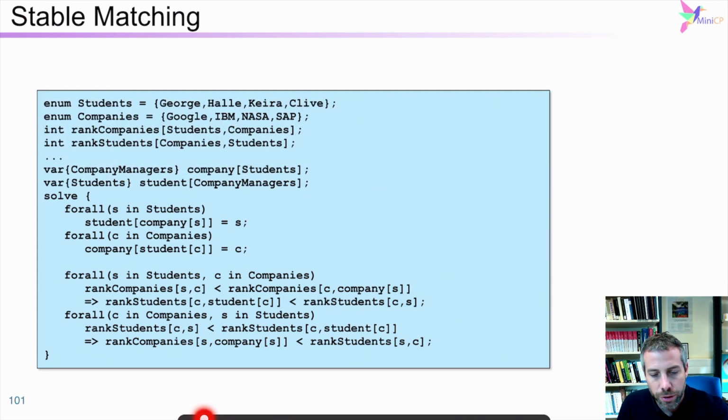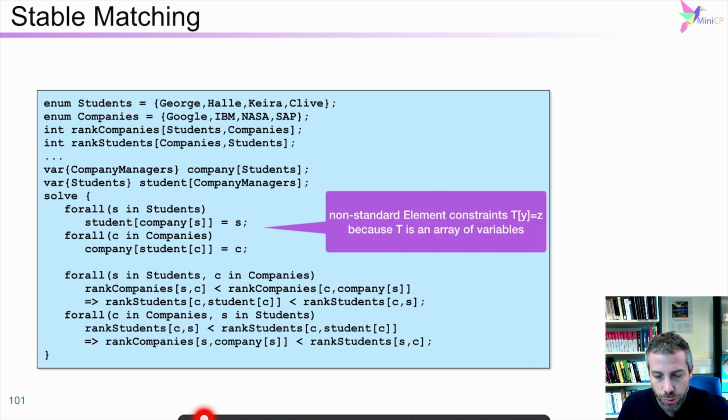Okay, that's the complete model where you can see the input data there, and you can also see the decision variables, and then we have the set of constraints there. It's a feasibility problem. It's not an optimization problem. It's really a feasibility problem. The goal is to find a stable matching to that problem.